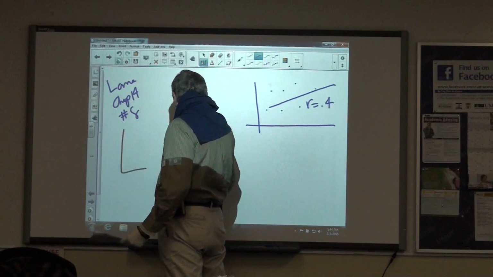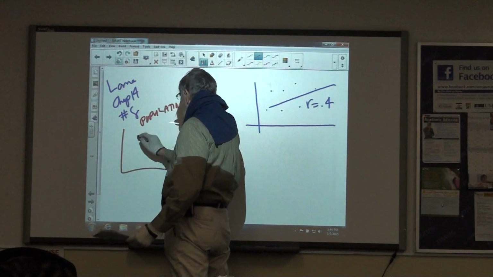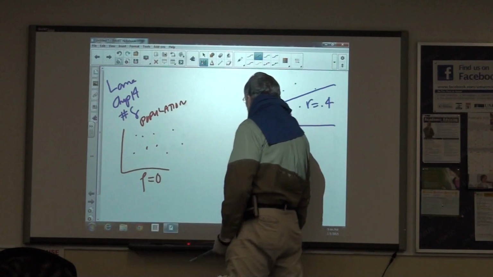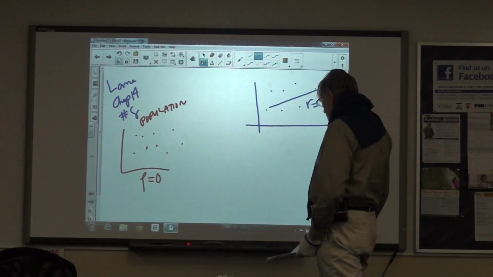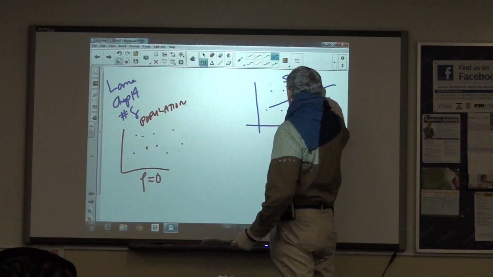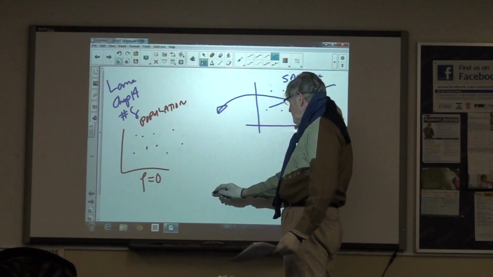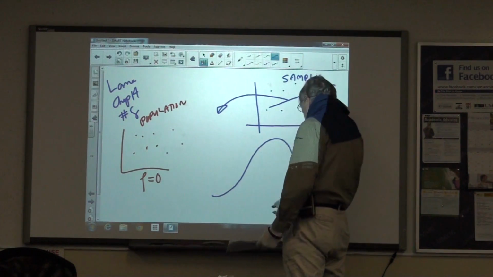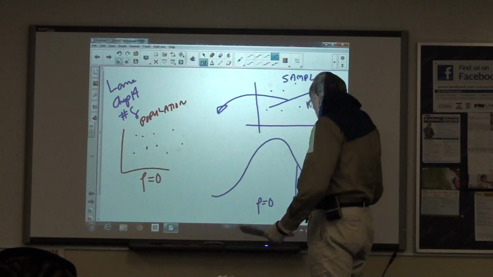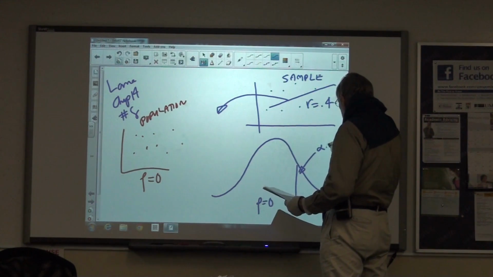So, in the population, we can only assume that rho is equal to 0, pending the results of our sample. So, in our sample, we find R is equal to 0.4. And the question is, can we project this back onto the population? So you have to do a sampling distribution. And you're going to test against rho equals 0. So you're going to have some T critical, and the T critical is given as alpha equals 0.05. True?